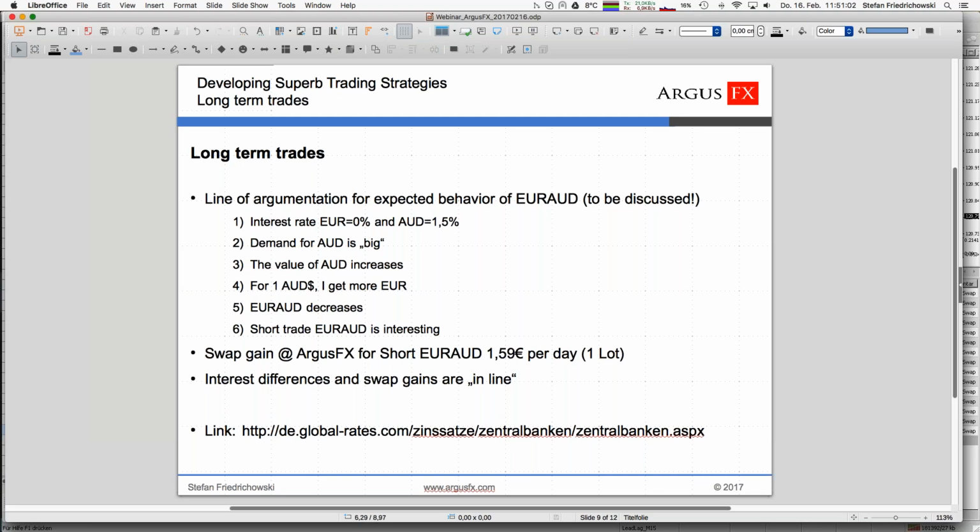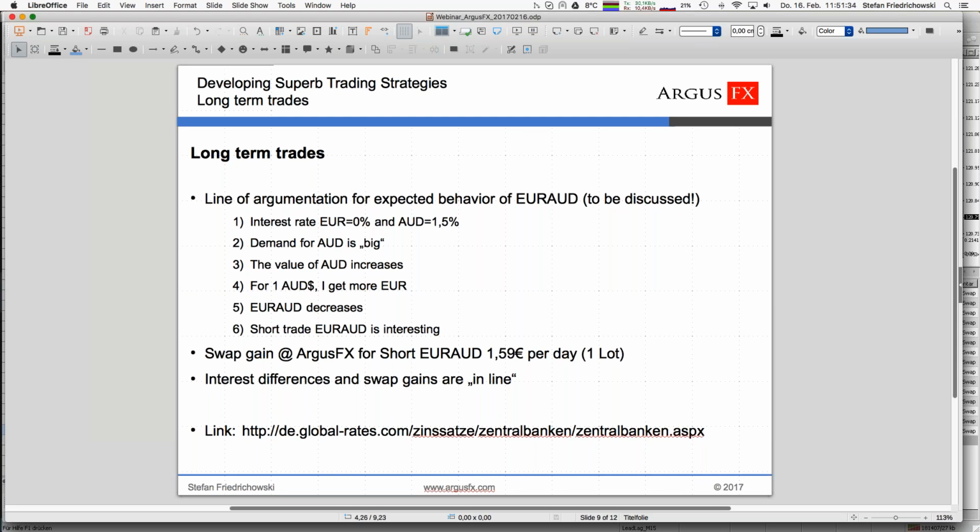That would mean I would finally get more euros for 1 Australian dollar. So for 1 Australian dollar, I now get more euros than before. And that means that euro Australian dollar, this forex pair, and that is what we trade, would decrease. So that would mean a short trade on euro Australian dollar is interesting in that situation.